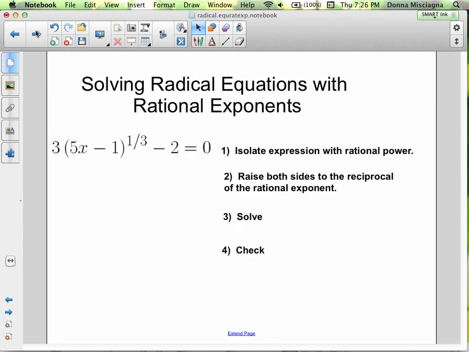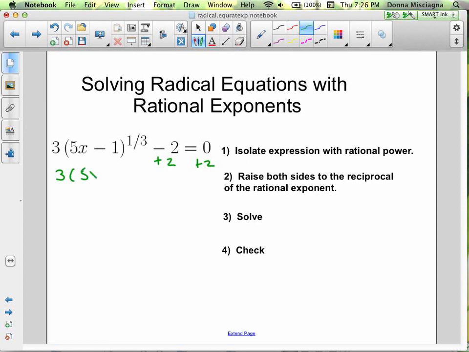So now let's look at our next one. We want to isolate the expression with the rational power. When you're isolating, make sure you add and subtract first. So we're going to add 2 to both sides. If I divide by 3, I'm going to have to divide everything by 3, the negative 2, the 0, and I don't want to do that. Let's just isolate the 3 times the radical expression there, and then we just have to divide each side once by 3. So this is going to be 3 times (5x minus 1) to the 1/3 power equals 2.